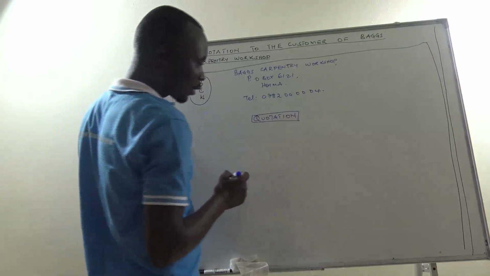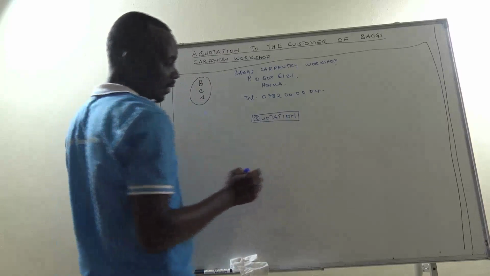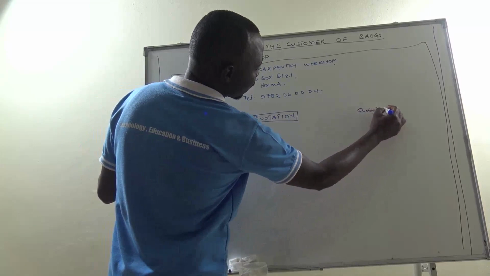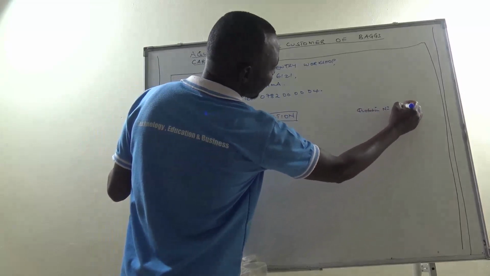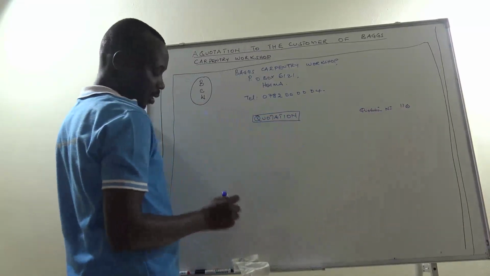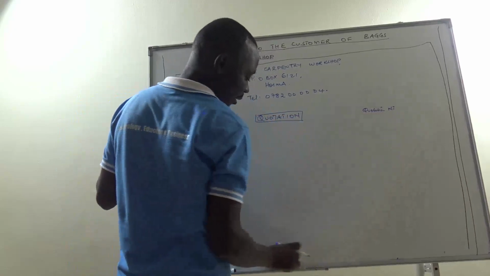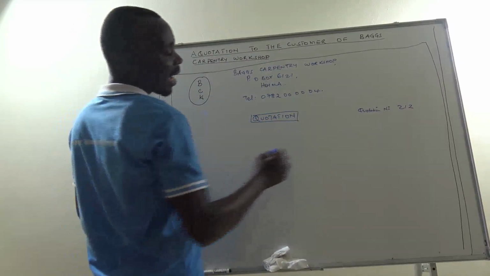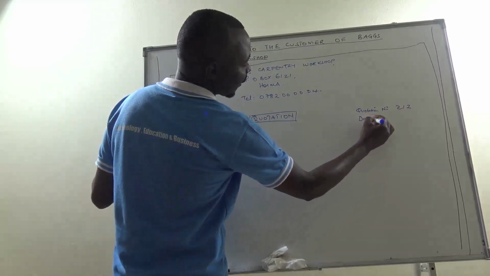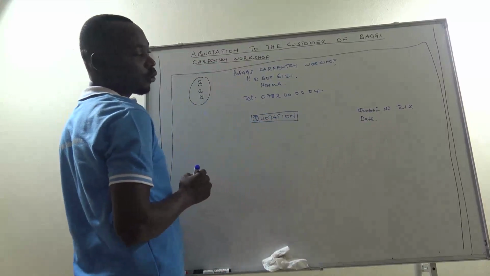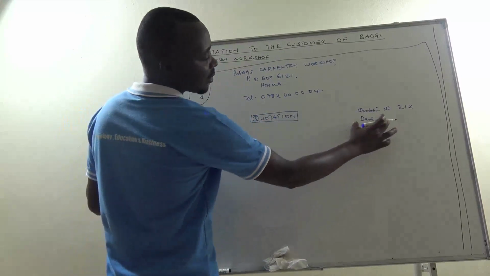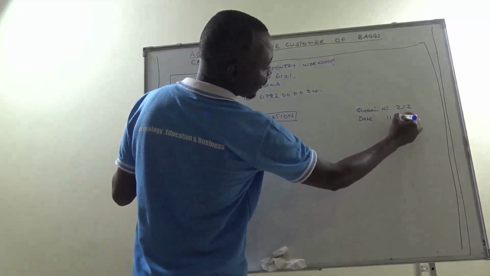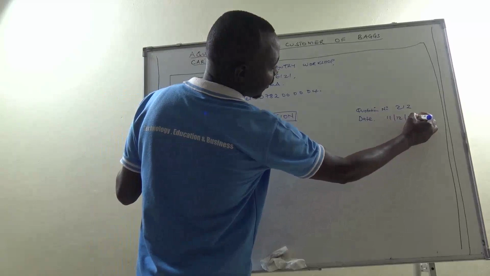After that, this is a document. It must have the number. Quotation number, for example, 116. You can have your quotation number 212. And you have the date that this document was written or is being written. For example, it can be 11th of December 2022.